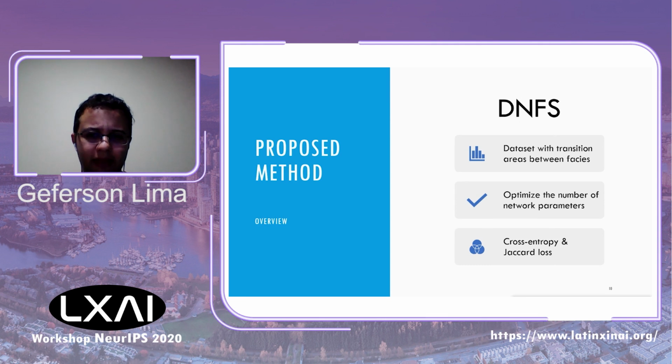To perform this segmentation task, we propose a deep neural network for facies segmentation, or simply DNFS, which is based on UNet and SDNet. We optimized the number of network parameters with the help of a composite loss function from the linear combination of cross-entropy and Jaccard loss. Cross-entropy is responsible for classifying pixels as transition between areas, and Jaccard is used to measure the intersection between predictions and the expected output masks.